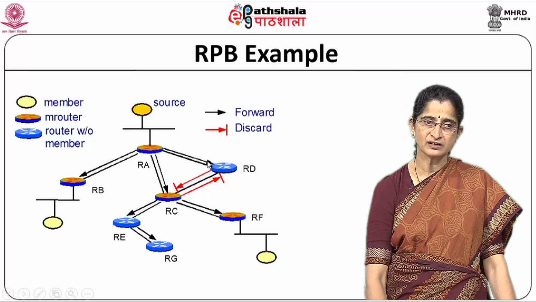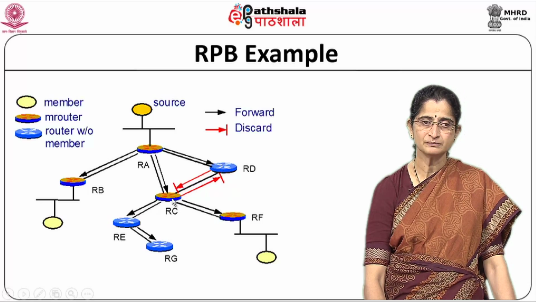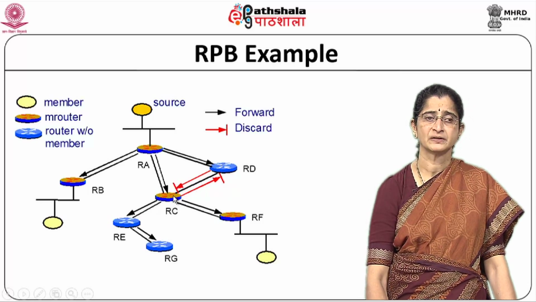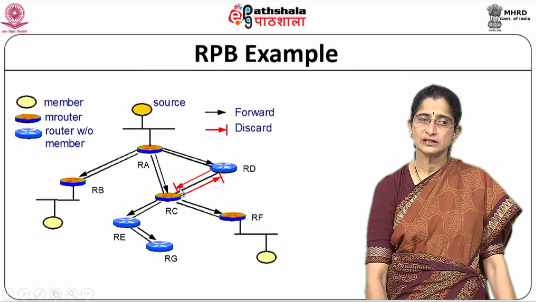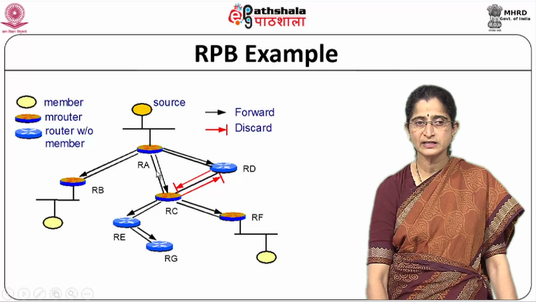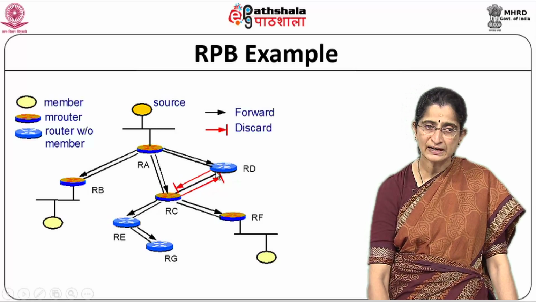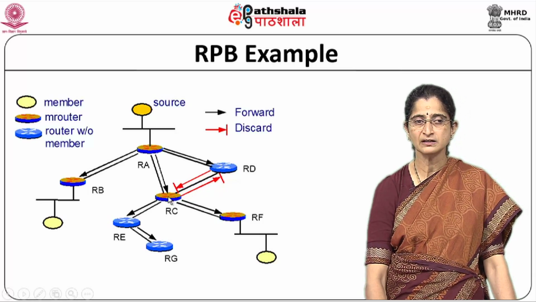What is interesting to note here in this example is, this packet which is forwarded by RD when it comes to RC will also be dropped by RC. Why will it be dropped by RC? You can easily figure that out. That is because it is coming again on an interface which is not the shortest path to the source. Already it has got a packet from RA. So, this packet which is coming again now will also be a duplicate packet, right. So, on 2 counts this packet will be dropped.